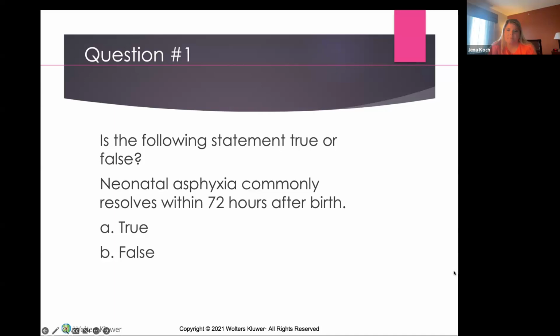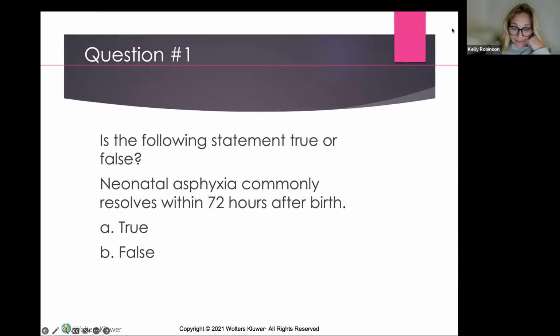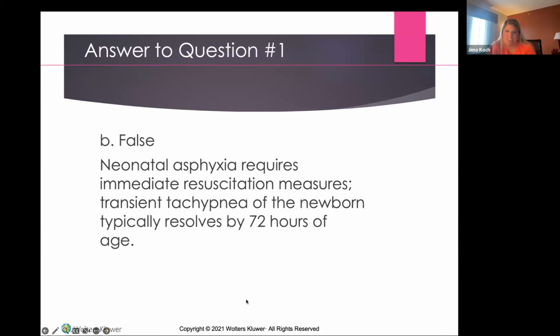True. If that's the one we were just talking about, then yes. The TT, whatever, then it's true. Neonatal asphyxia, I don't know. False.